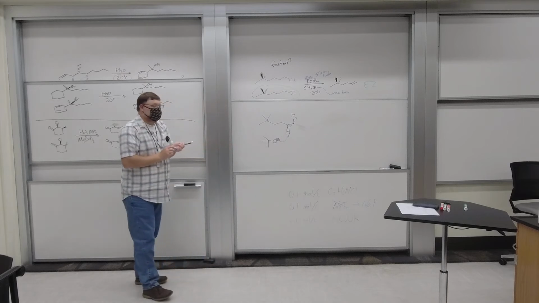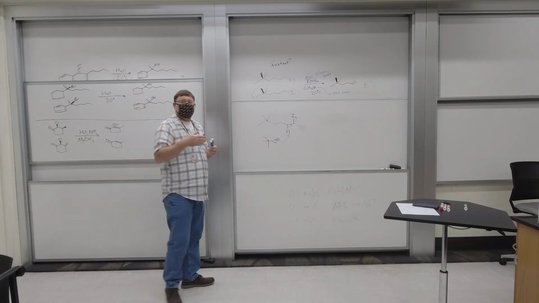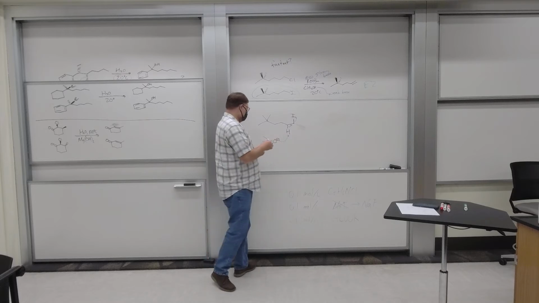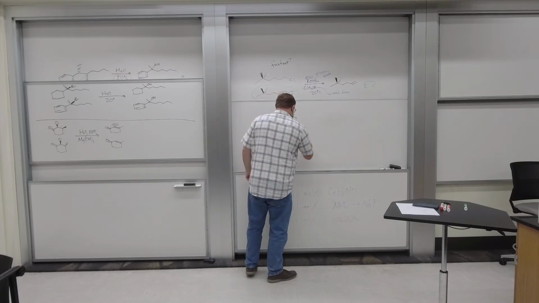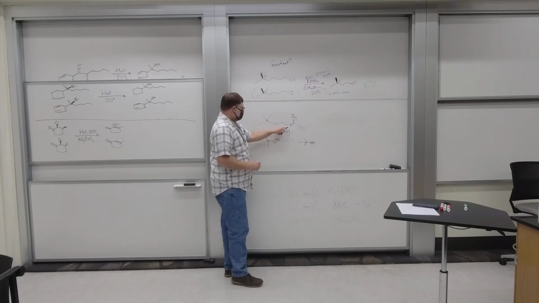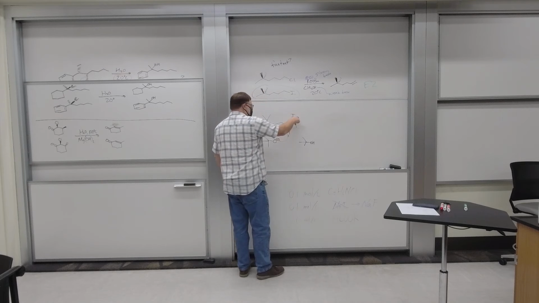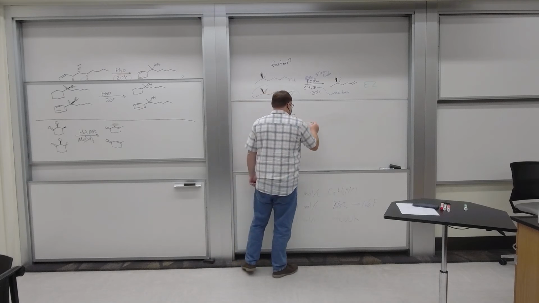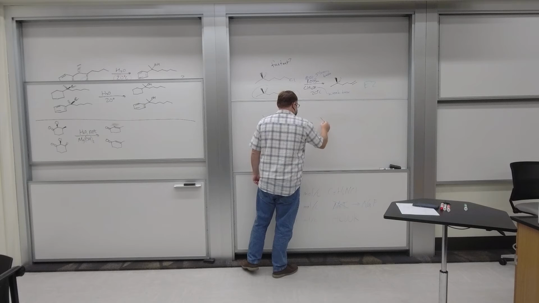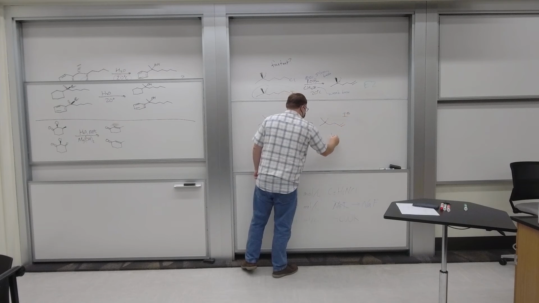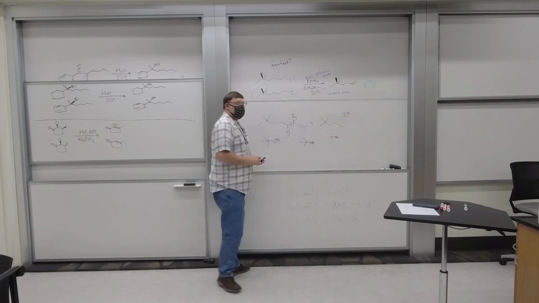All right, so the t-butoxide attacks the beta hydrogen, beta proton. This makes the OH bond. So one of the things we're going to get is t-butanol. The CH bonding electrons make the pi bond, and then the CI electrons go to the I. So there are your three products.